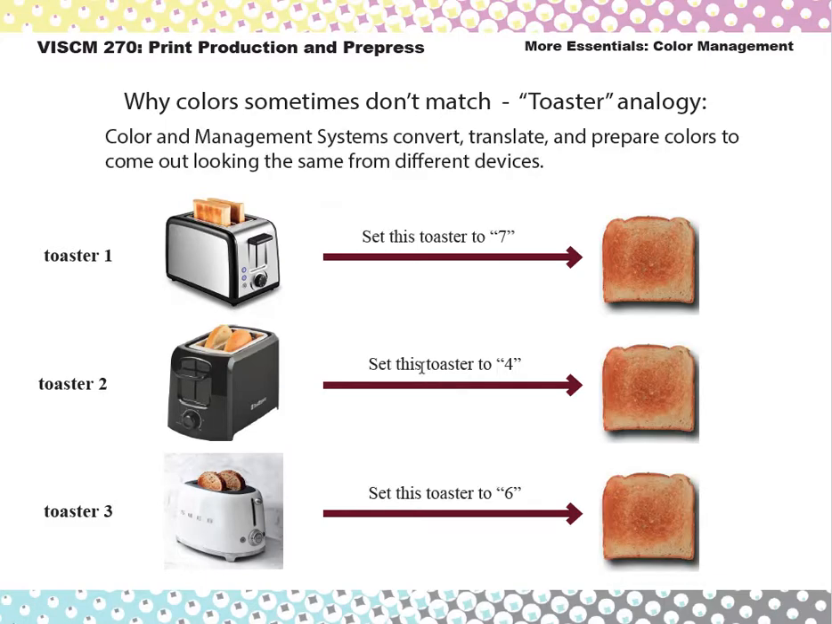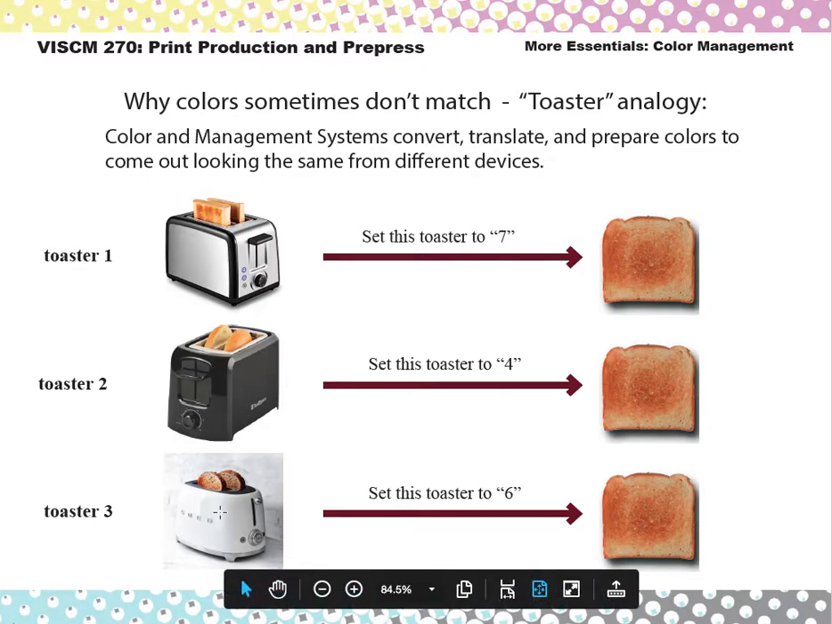So color management tries to correct that, and it says, okay, well, we want this desired outcome of this nicely browned toast, so we'll leave toaster 1 at 7. We have to adjust toaster 2 down to a setting of 4, and we have to adjust toaster 3 to a setting of 6 to make the toast come out the same. So color management is the process of adjusting those settings to come out with the desired outcome that we want.